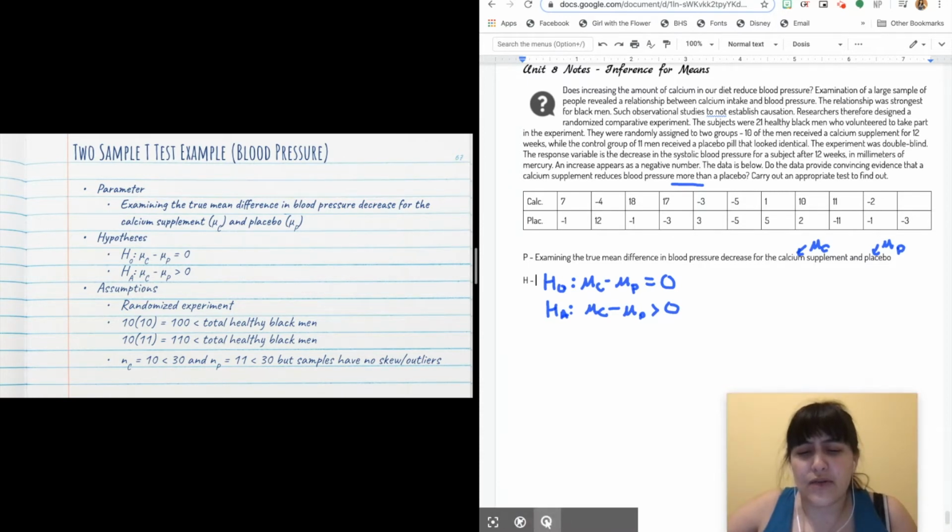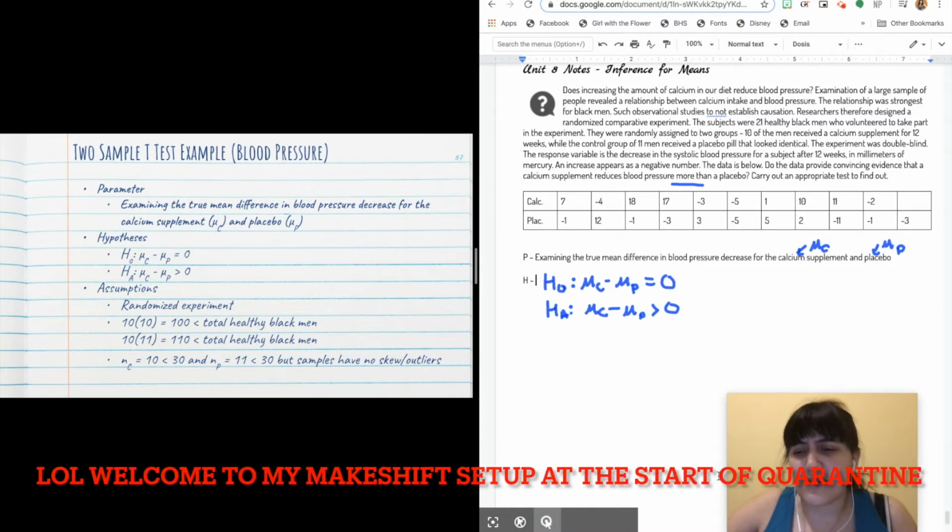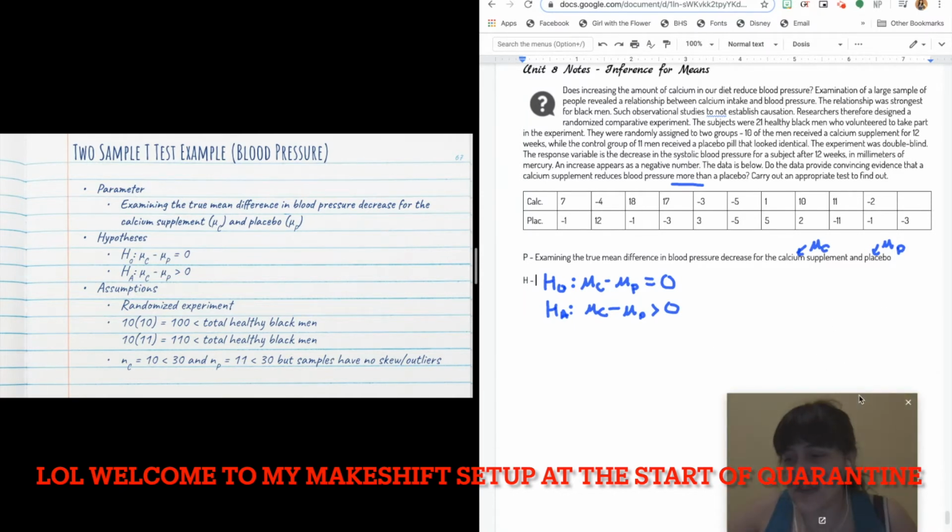Sorry if you can hear the crazy scraping. I'm having to put my mouse on top of a suitcase, so it's making some crazy sounds here.